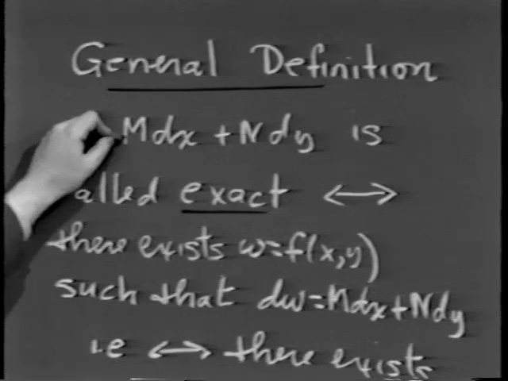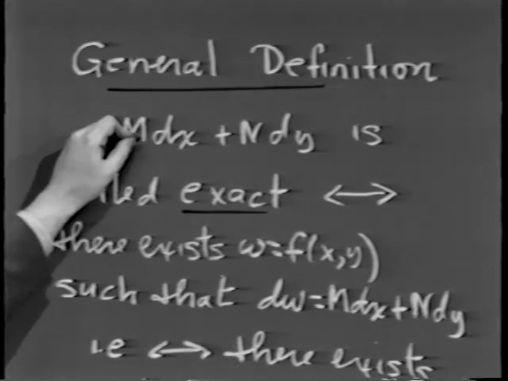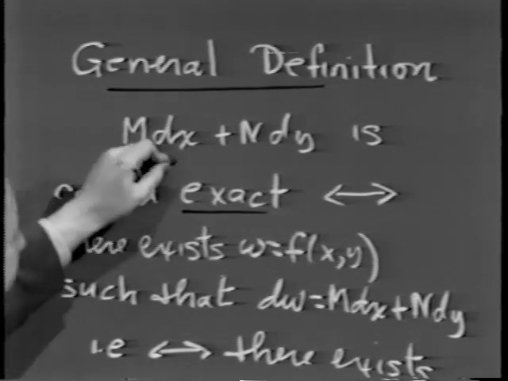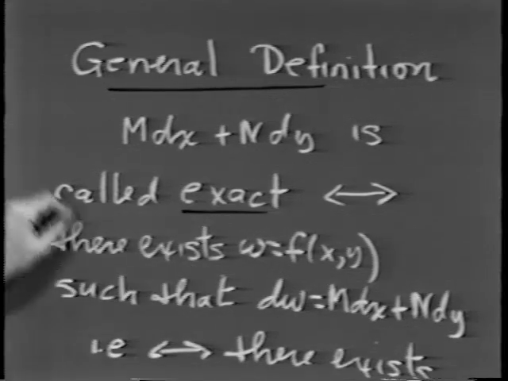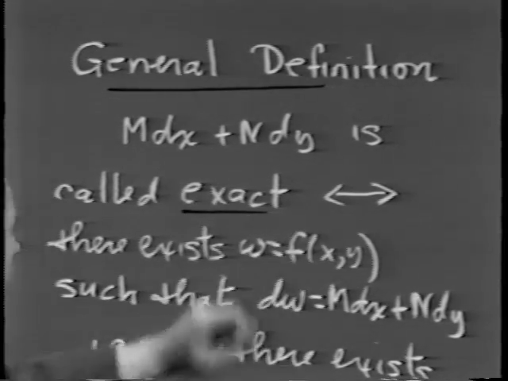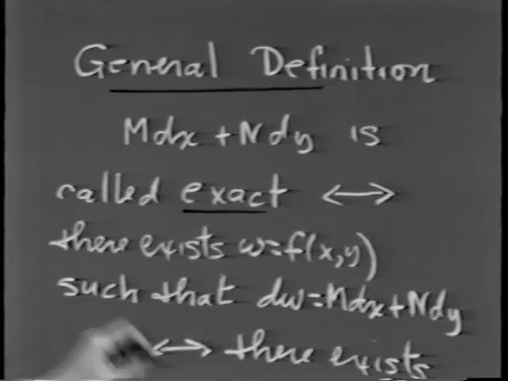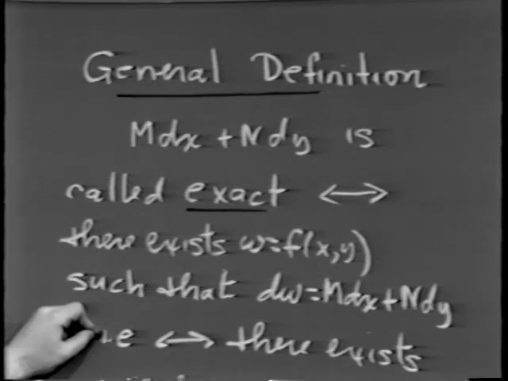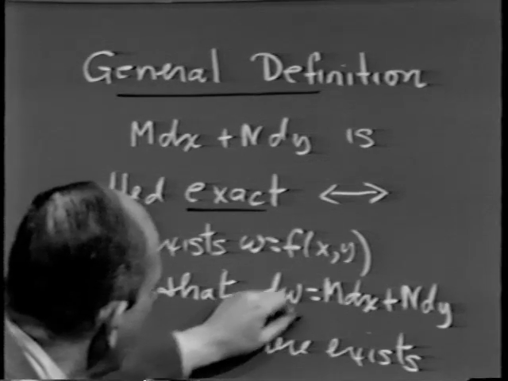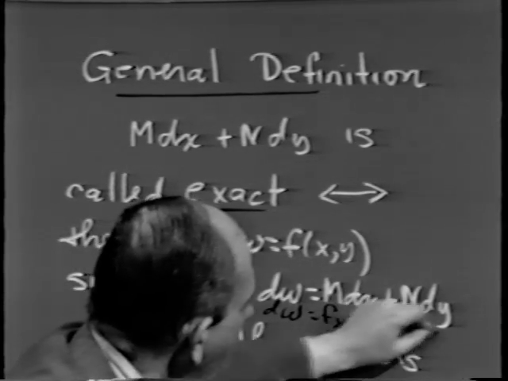Suppose what we say is this: m dx plus n dy, which, by the way, by a previous definition, is always a differential. But this differential is called an exact differential if and only if there exists a function w, f of x y, such that dw is m dx plus n dy. Or in terms of our previous discussion, what this means is what? dw is also equal to f sub x dx plus f sub y dy.